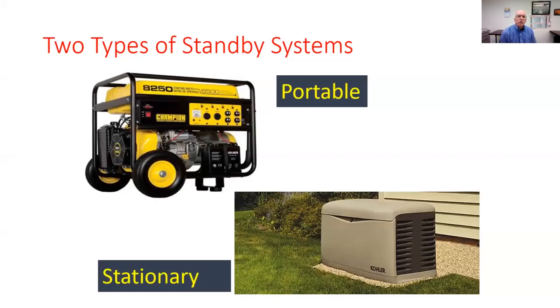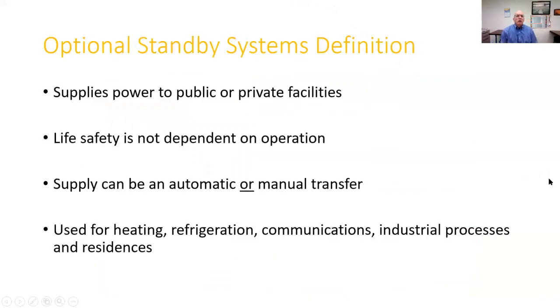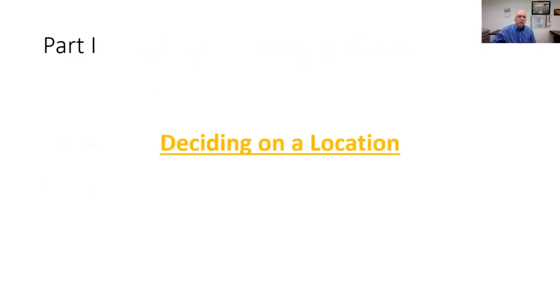So here you see basically two types of standby systems, portable and stationary, that we would use at a 1 and 2 family dwelling unit. These optional standby systems would supply power to public or private facilities. They're not really a life safety type of a deal. The supply can be automatic or manual transfer to serve the building, and they could be used for heating, refrigeration, communications, some industrial processes, and residences, 1 and 2 family dwellings.